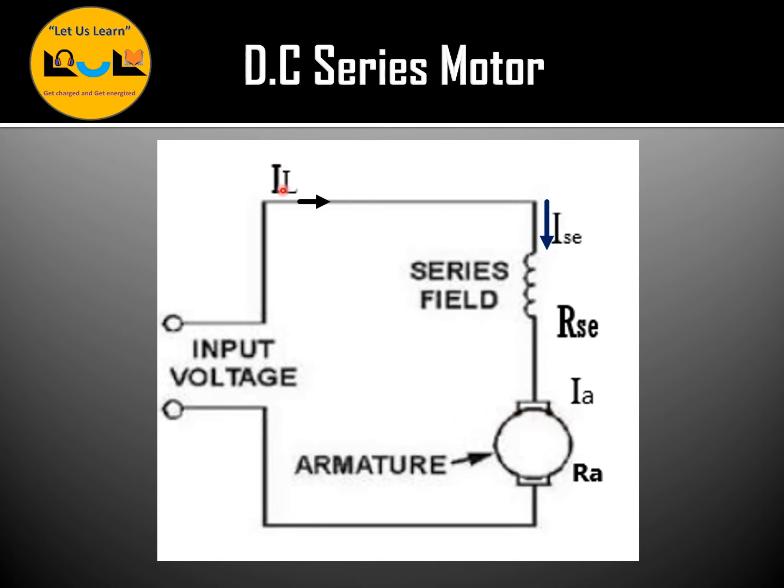If you see the current relation, IL, the line current, is equal to ISE, the series field current, and IA, the armature current, because the three are connected in series. So the field winding and armature winding are connected in series. So it is called a DC series motor. Next we are going to discuss the DC shunt motor.